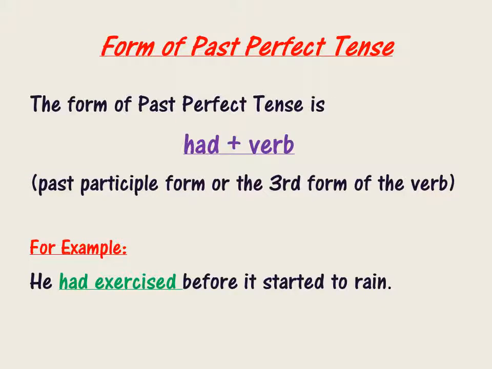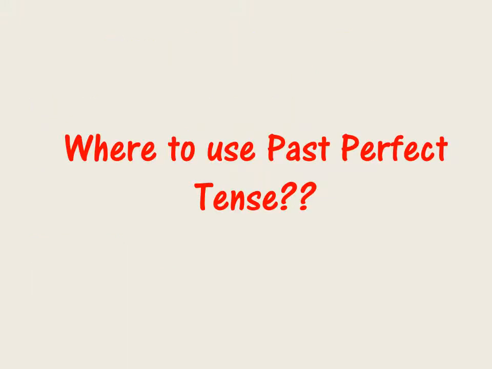So what is the form of past perfect tense? We have just discussed, it is had plus the verb, that is the past participle form, or the third form of the verb. You can better understand it with an example which says he had exercised before it started to rain, which means he had finished his exercise. The very first action here is exercise, and along with that action we had used had. He had exercised before it started to rain. The second action here is rain. So he has completed an exercise से पहले कि rain start होती. So these kinds of situations or actions are perfect to denote the past perfect tense.